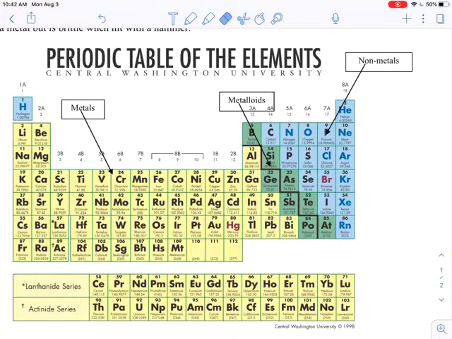Broadly speaking, of the 100-odd elements that we have, there are three different categories. The first category are the metals. The second category is the nonmetals, and the third category are the metalloids.